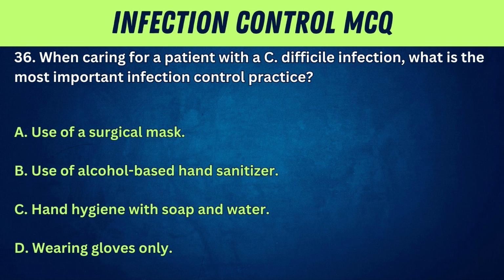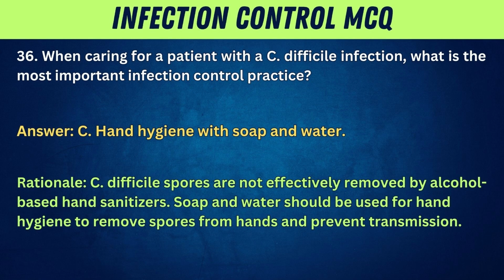36. When caring for a patient with a C. difficile infection, what is the most important infection control practice? A. Use of a surgical mask. B. Use of alcohol-based hand sanitizer. C. Hand hygiene with soap and water. D. Wearing gloves only. Answer: C. Hand hygiene with soap and water. Rationale: C. difficile spores are not effectively removed by alcohol-based hand sanitizers. Soap and water should be used for hand hygiene to remove spores from hands and prevent transmission.